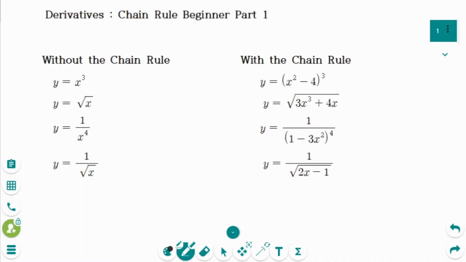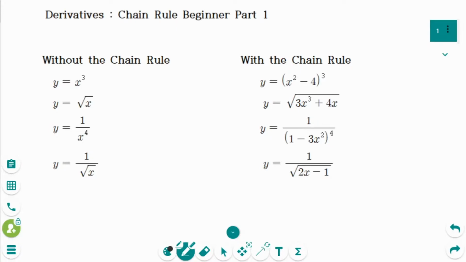This video will cover beginner part 1 questions regarding the topic of derivatives chain rule. Before we start, let's first figure out when to use the chain rule. Since the first 4 functions can be differentiated using the power rules we have already learned, there is no need to use the chain rule. Look at the 4 composite functions on the right.